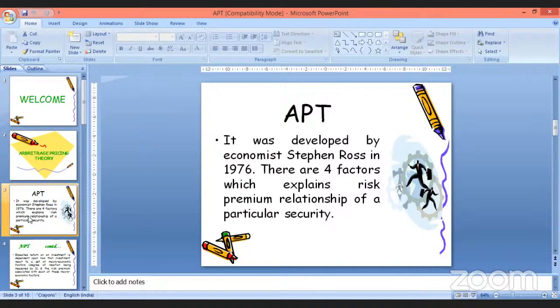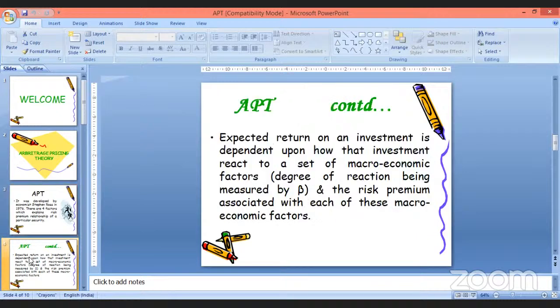The name is Stephen Ross, in 1976. There are 4 factors which explain the risk premium relationship of a particular security. We have already discussed CAPM, the capital asset pricing model. But here, whenever we are going to determine the price, that means the return of any security, we have to consider the 4 factors. Stephen Ross has taken 4 factors which explain the risk premium relationship of a particular security. So expected return on an investment is dependent upon how that investment reacts to a set of macroeconomic factors.